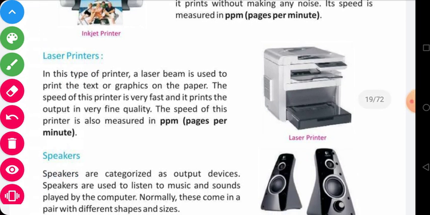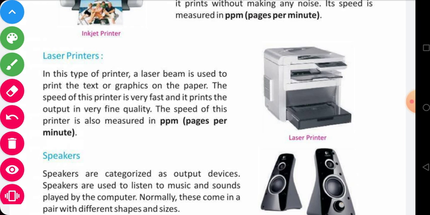Whereas in a laser printer, a laser beam is used to print the text or graphics on the paper, and the speed of this printer is very fast and its print output is of very fine quality. Its speed is also measured in ppm.